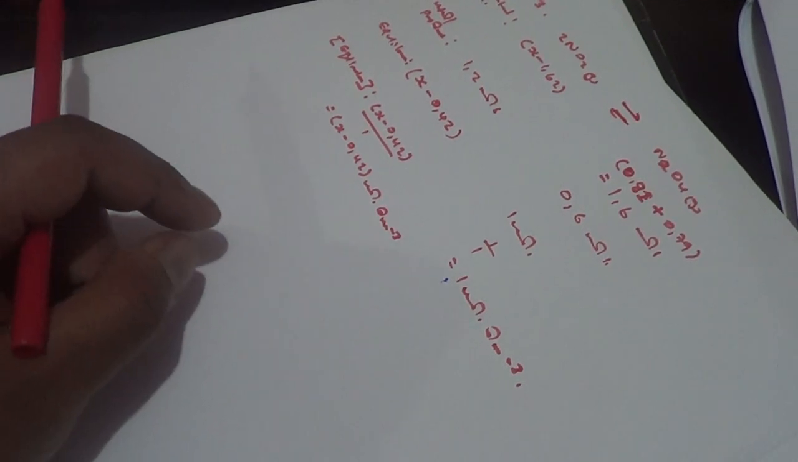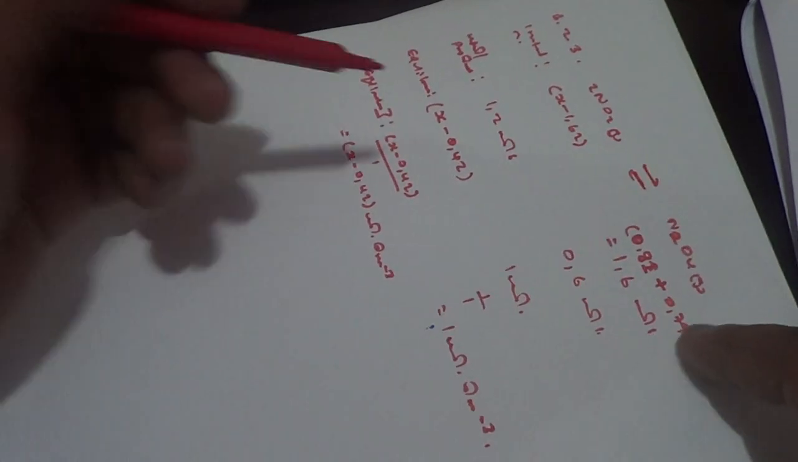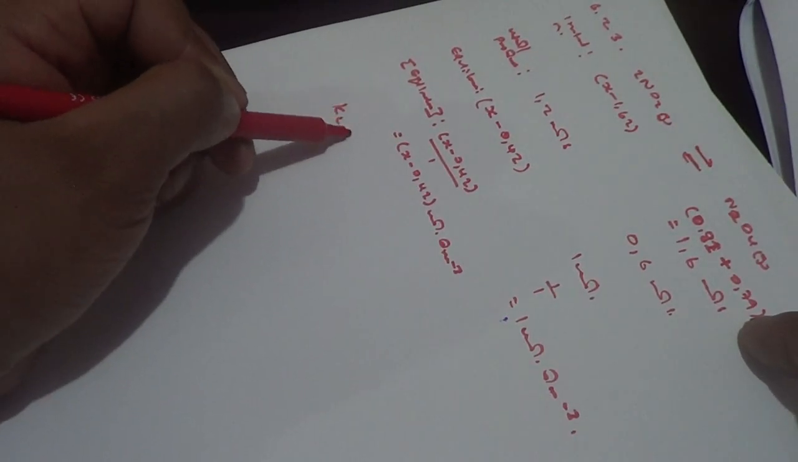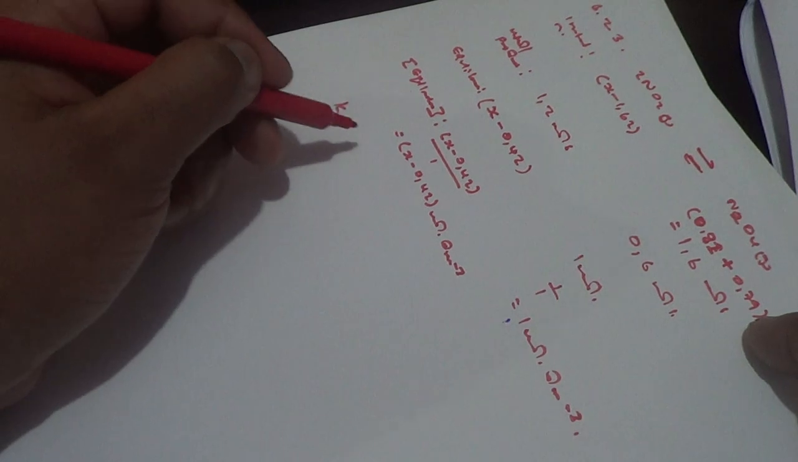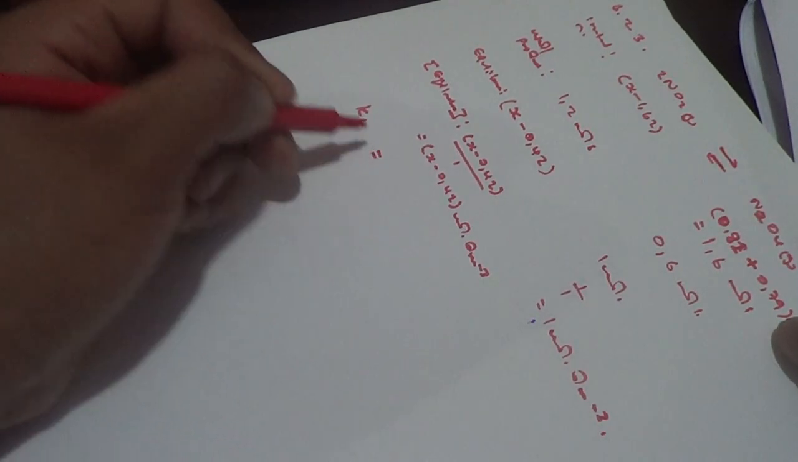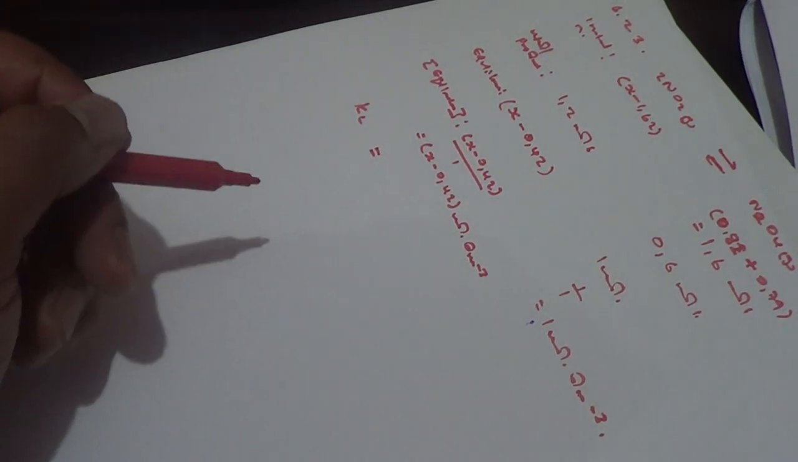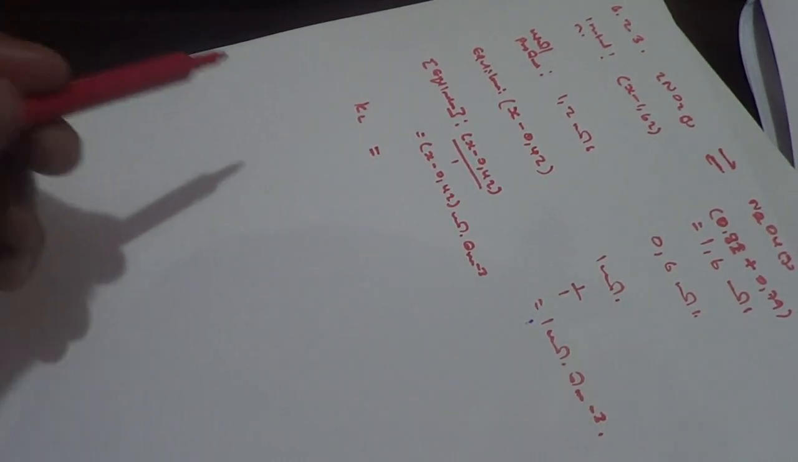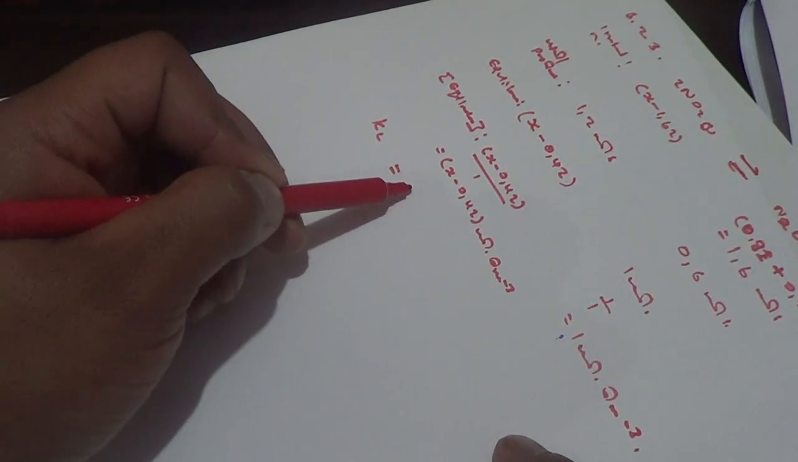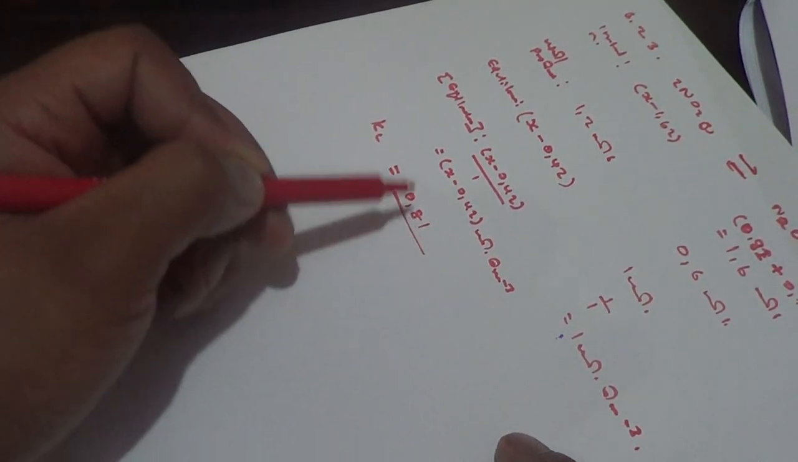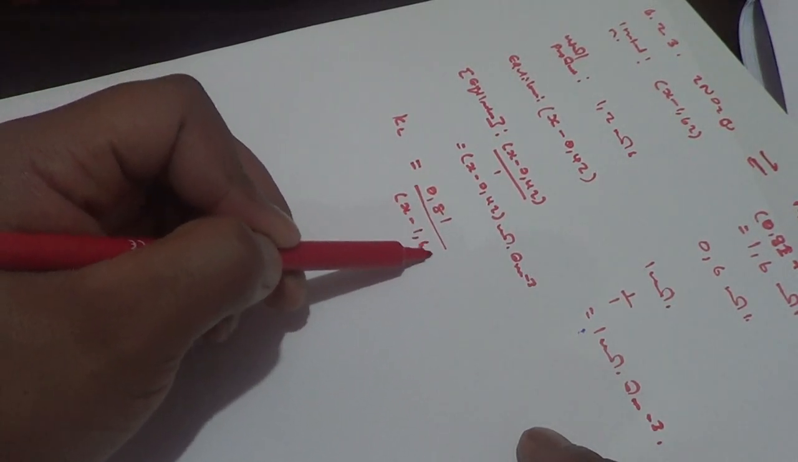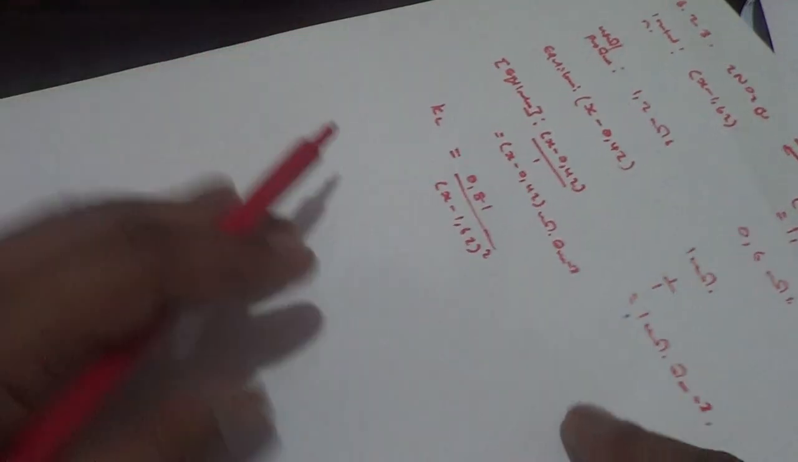So now we are ready to do this again. I can imagine how much time you guys would lose here. So we know that Kc here is going to be equal to, remember now, this is for the same temperature, so Kc is the same. So the previous Kc, I'm just going to write it here. This was 0.81 over x minus 1.62 squared.